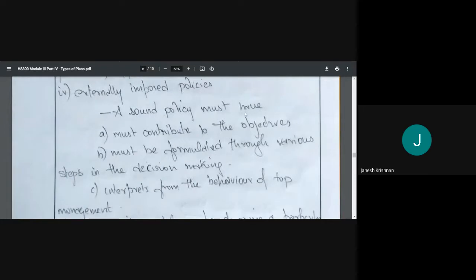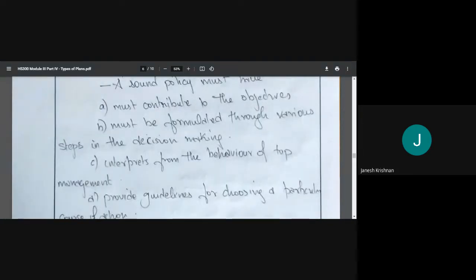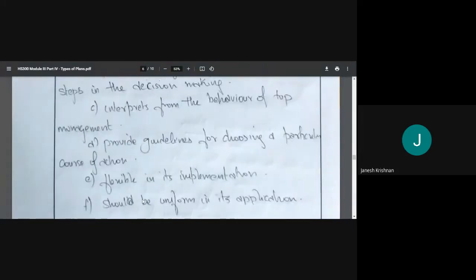Policy must contribute to the objective, and must be formulated through decision making. We must think before formulating policies, not just call someone one morning and say, this is a policy. Then it interprets the behavior of management; if top management aims at profit, the policies should also reflect profit. They should provide guidelines for choosing a particular course of action. Then it should be flexible in its implementation and uniform in application.